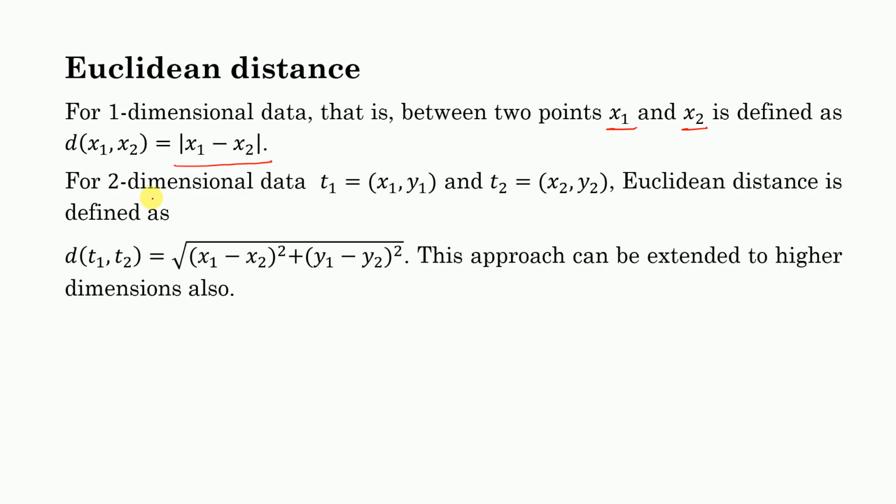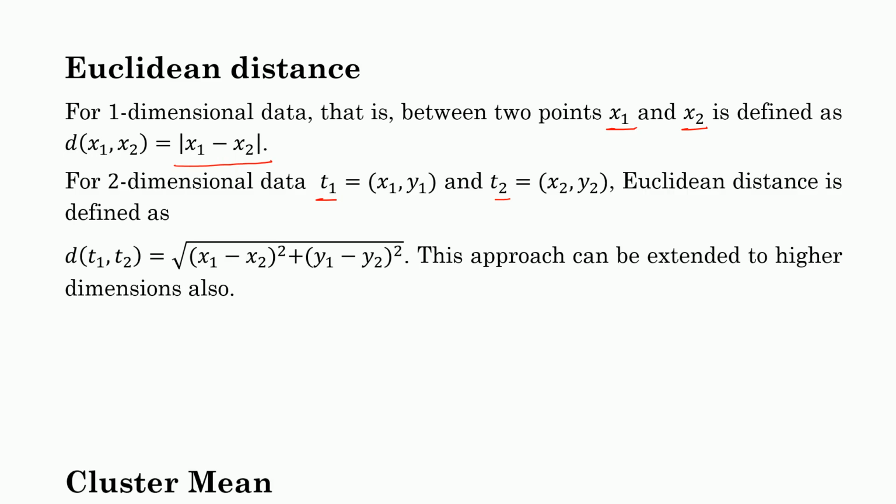Now if the data is two dimensional, suppose data points are t1 and t2, with coordinates x1, y1 and x2, y2, then Euclidean distance is defined as under root of (x1 minus x2) whole square plus (y1 minus y2) whole square. This formula can be extended to three dimensional, four dimensional and so on. For example, plus (z1 minus z2) whole square for the third coordinate, and so on. So we can extend this formula for 3, 4 and n dimensions.